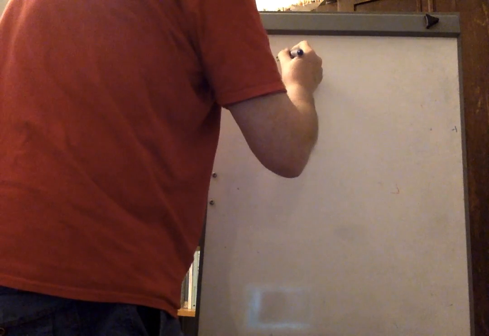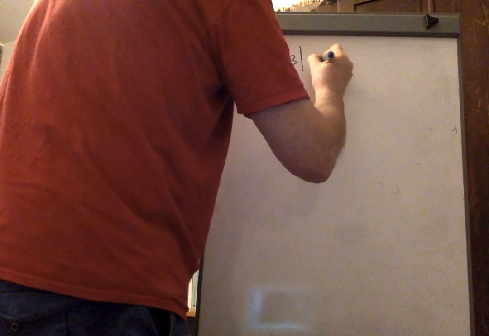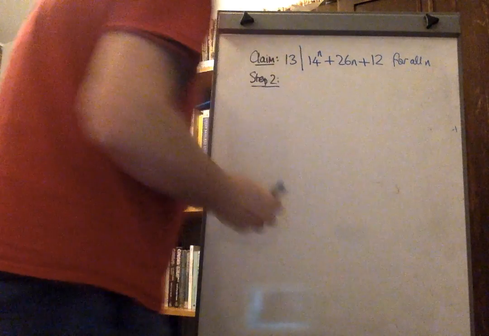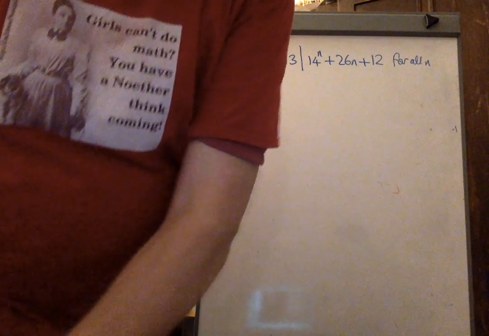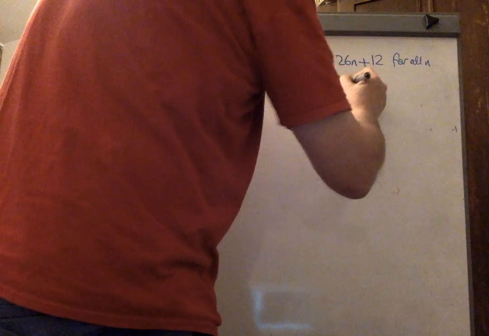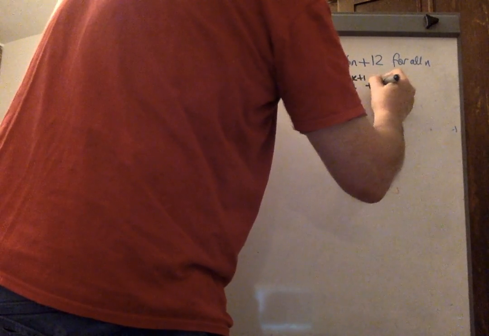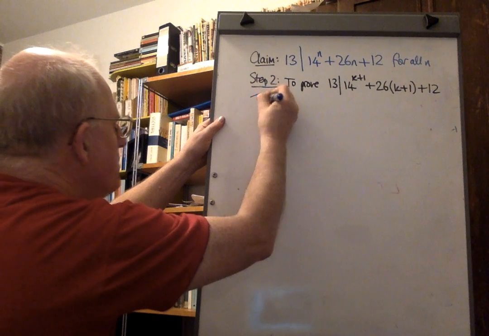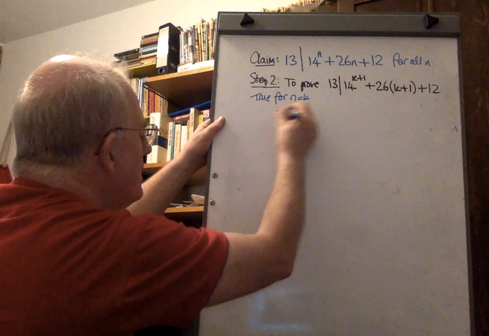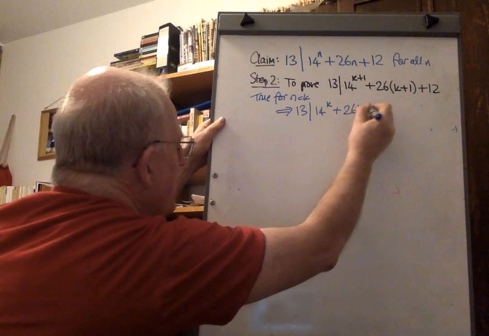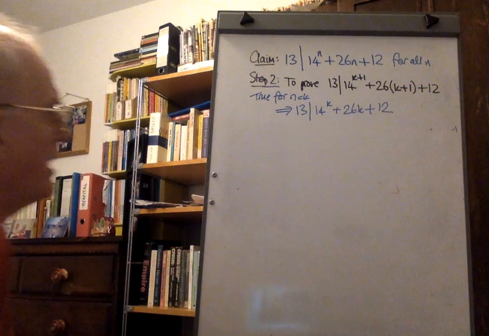Right. This one is going to be a claim that 13 divides into 14 to the n plus 26n plus 12 for all n. And you see there's a slight twist here. Right, we know what we want to prove in step 2. We want to prove that 13 divides this with k plus 1 put in instead. And what we have to work with is, suppose for the sake of argument, that it's true for n equals k. And that implies that 13 divides 14 to the k plus 26k plus 12. I've just plugged k into that.